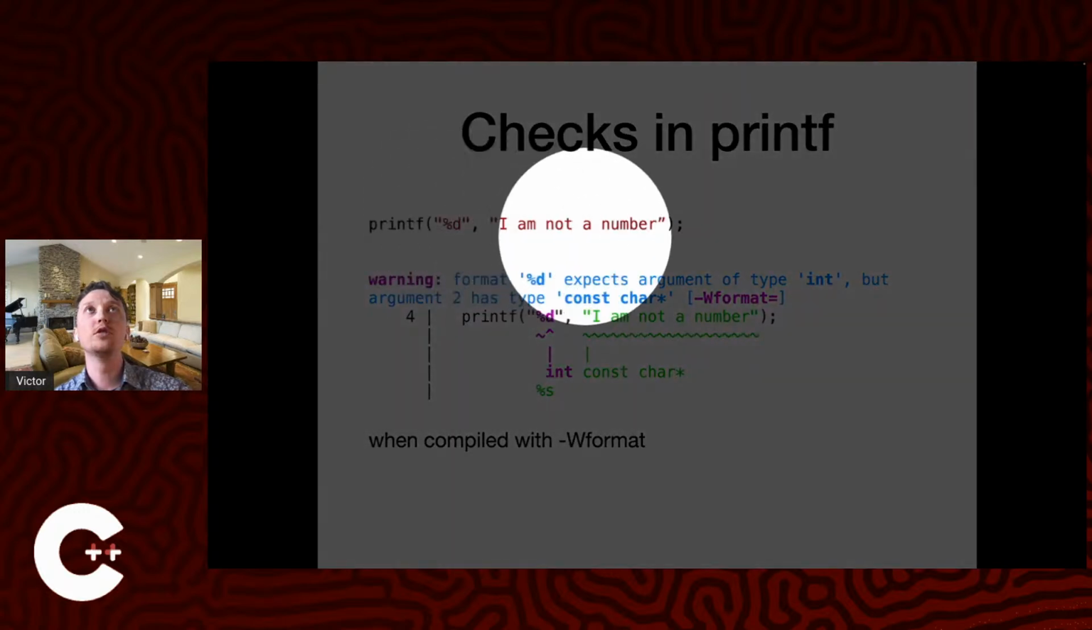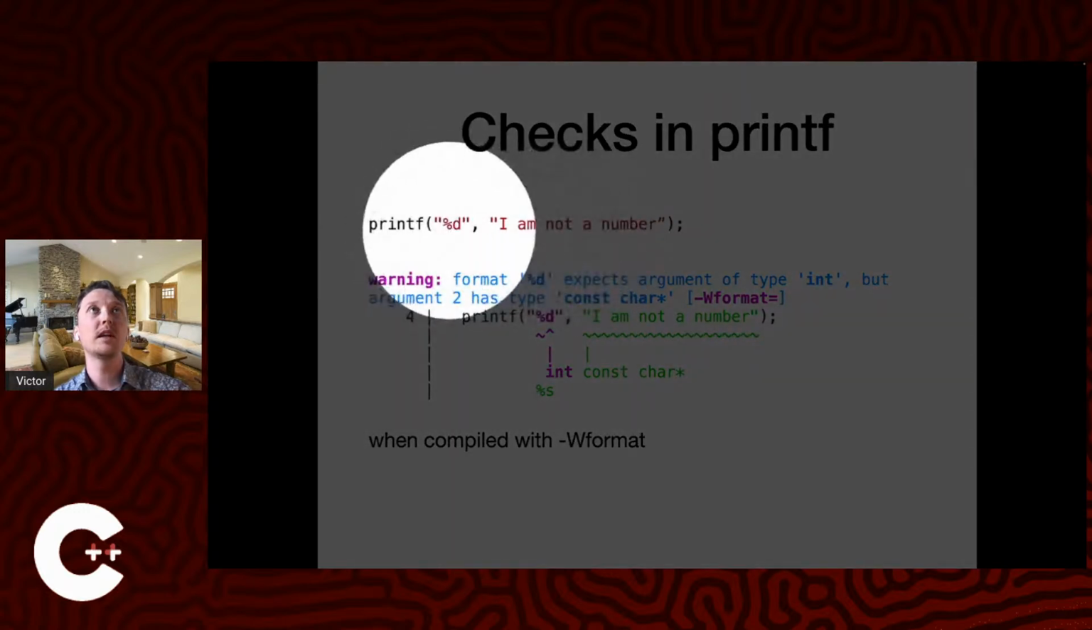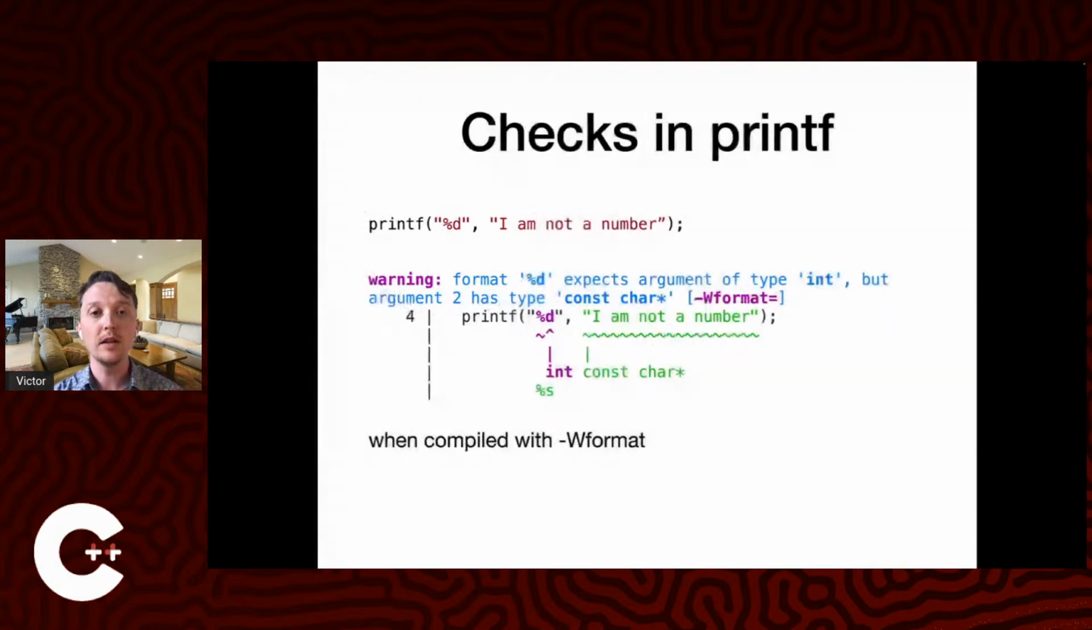So here we can see a call to printf, where we're trying to format a string, but pass an incorrect format specifier. So we're trying to format it as a decimal number. And modern C++ compilers can diagnose it and give sometimes very nice warnings, like this one, that format %d expects an argument of type int, but you passed a const char star. So this happens if you compile with -Wformat, so it's an opt-in usually. But otherwise, it's super nice.